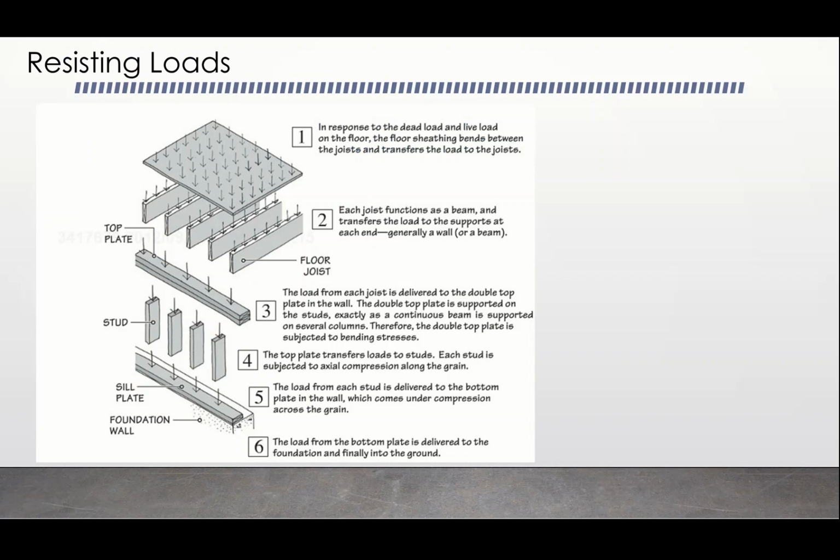So when we're talking about resisting loads, we start off with what our dead loads and live loads are, what's going to be the point of this structure, and then how we are going to get it all the way back down. So floor sheathing transfers the loading to the joists, and then the joists to the top plates, and then the top plates to the studs, and then down to the foundation, down to the soil. So how are we going to get from top to bottom? How are we resisting all of those?